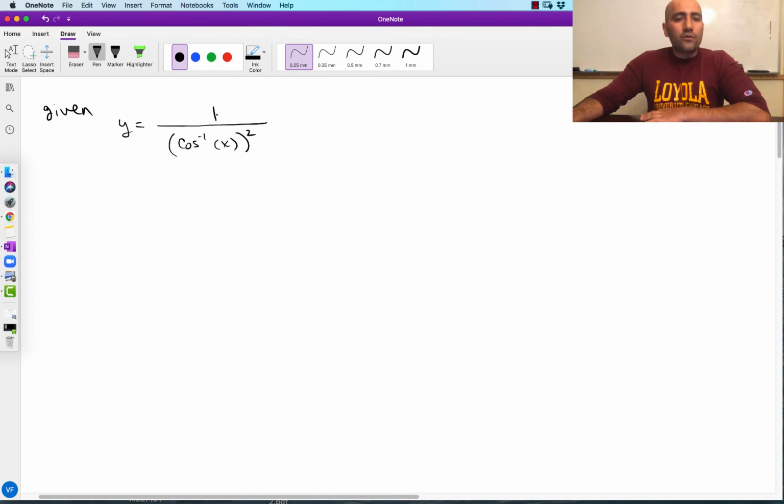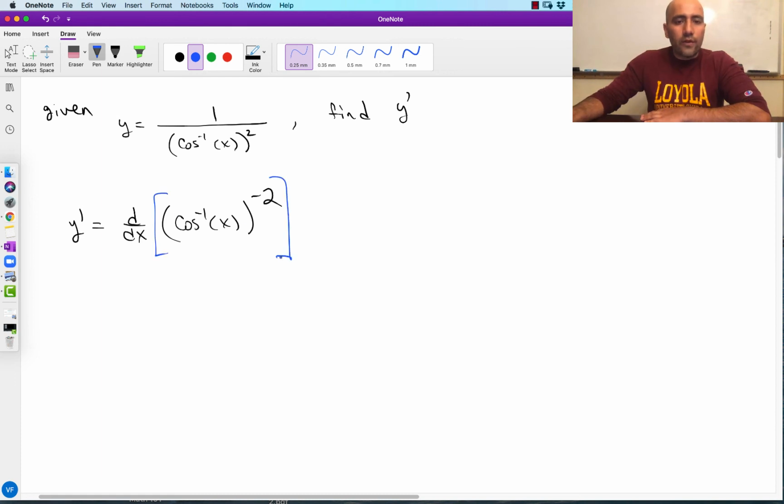Okay, given y equals 1 over cosine inverse of x squared, find y prime. Okay, so let's find that out. So y prime is going to be equal to taking the derivative with respect to x of this. I'm going to go ahead and rewrite it this way: cosine inverse of x raised to the negative 2 power, right? And we want to take the derivative of that whole thing. Raised to the negative 2 power just takes care of this 2 right here.